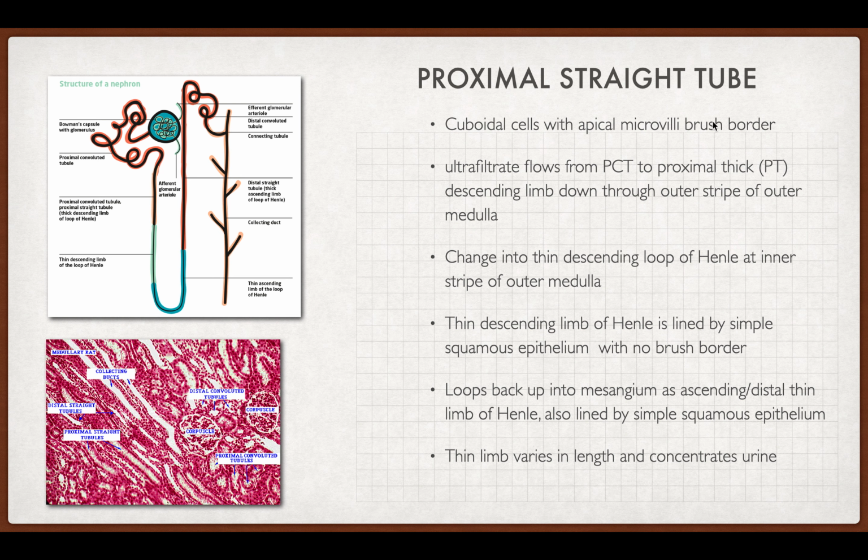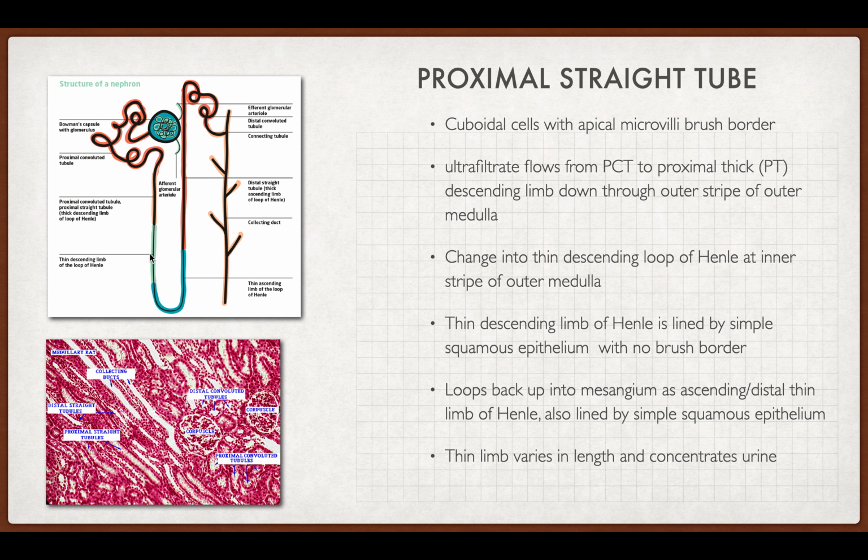of course for reabsorption. Ultrafiltrate will flow from the proximal convoluted tubule down to the proximal thick descending limb, and that goes through the outer stripe of the outer medulla. As it goes there, it changes into the thin descending loop of Henle within the inner stripe of the outer medulla, and from there it is lined by simple squamous epithelium. There's no brush border anymore, so this one had a cuboidal microvilli brush border, and this one doesn't. It's just back down to squamous.